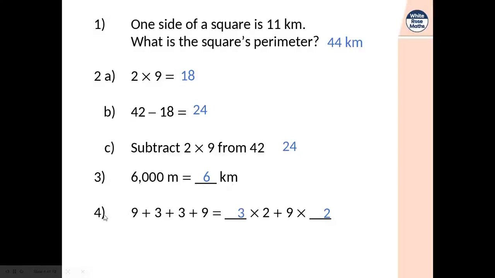And in the fourth question, you should have noticed that you have got 2 sets of 3, therefore you should have written 3 times 2. And you have got 2 sets of 9, and you should have written 9 times 2.